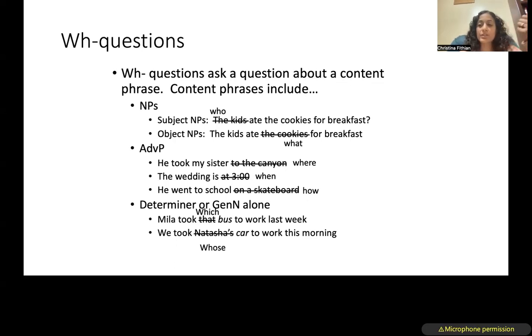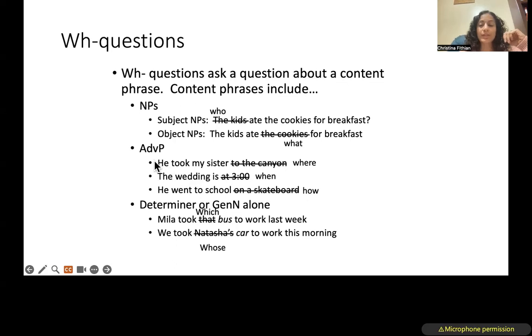We move an auxiliary just like a yes/no question. If we don't have an auxiliary, we have to create one, do. But then another thing that we do is we may sometimes move the WH word as well, so that it's at the very beginning of the sentence.